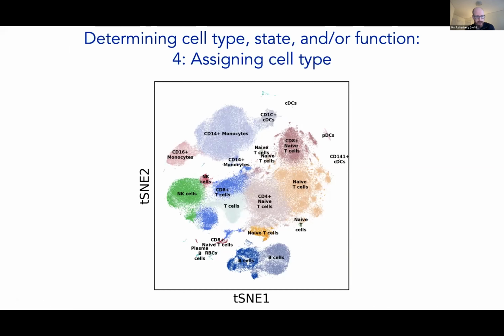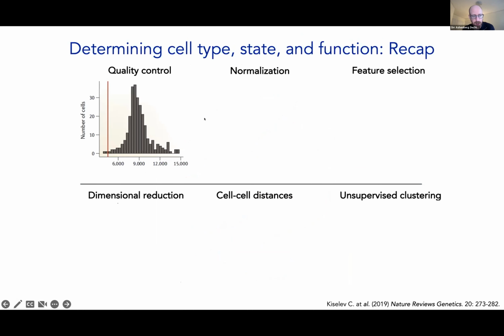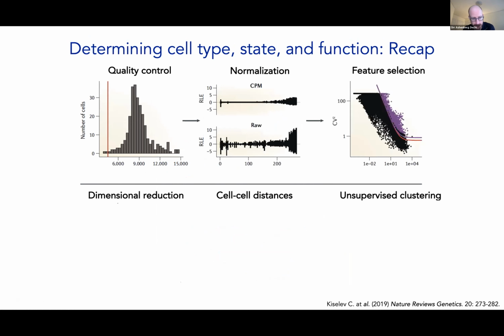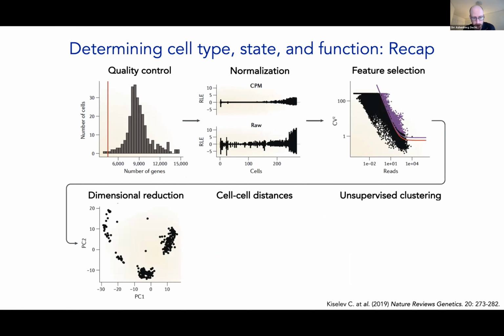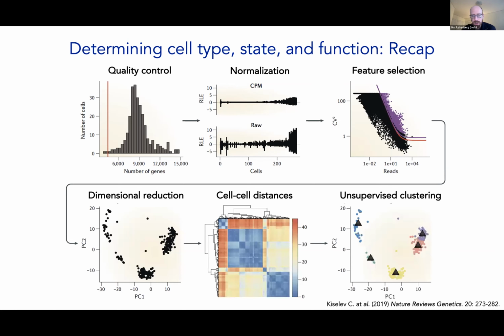But just to recap what we've done so far: we've gone over quality control of the data and normalization. We've gone over variable gene selection. We've discussed principal components analysis, which is one way to do dimensional reduction. And then we've done clustering by calculating cell-to-cell distances and then building graphs and doing things like Louvain or Leiden clustering. So any questions before we go to Sergio? And you'll do these steps in the lab shortly.